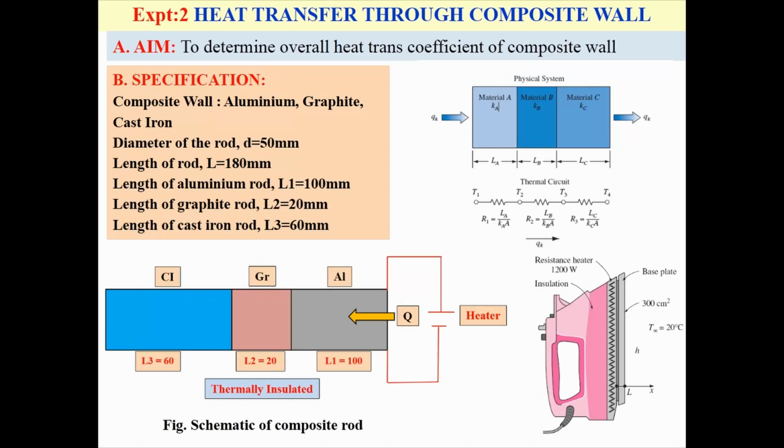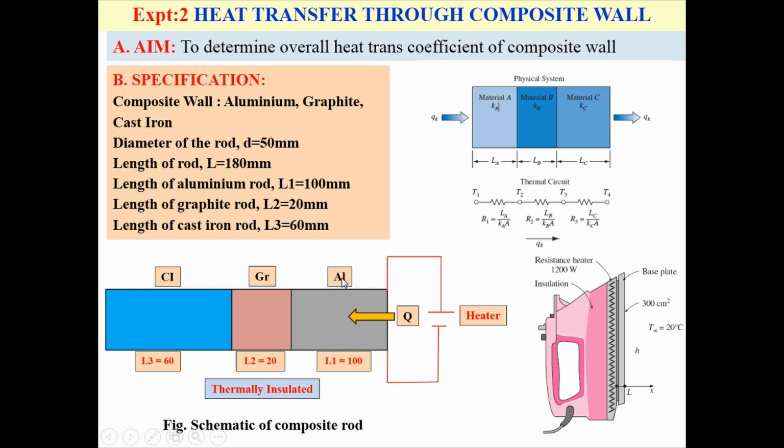To conduct the heat transfer through a composite wall. The aim is to determine the overall heat transfer coefficient of the composite wall. Here are the specifications of the experimental setup that we have. So this is a composite wall or composite rod.